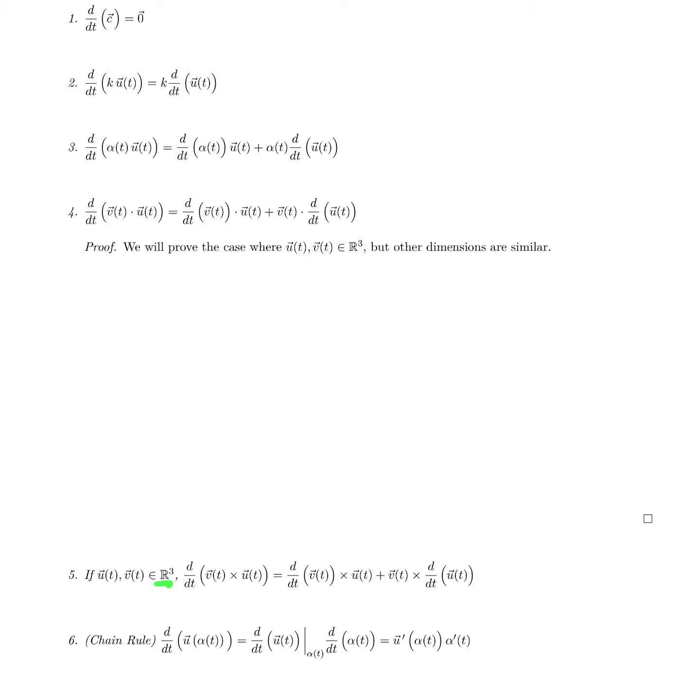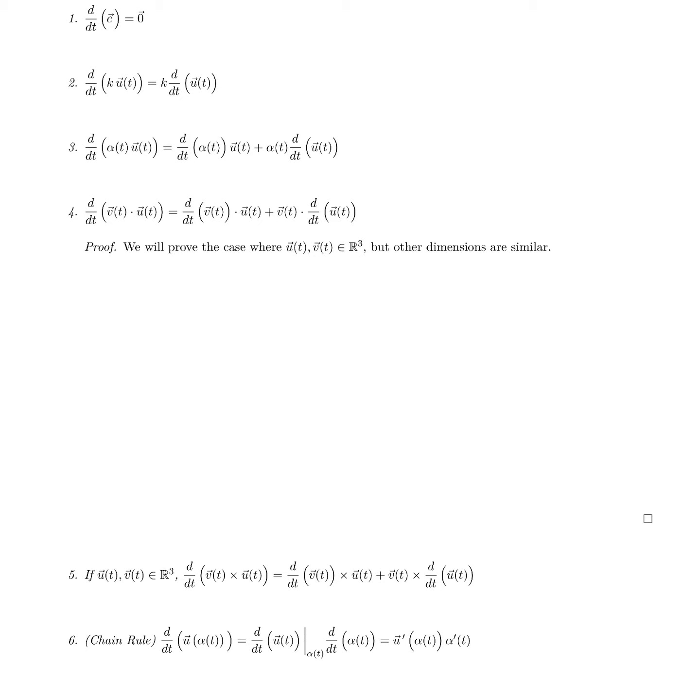If we've got vectors in R3, then we are able to cross them, and the same kind of product rule applies, but now we're taking cross products. So the derivative of the first crossed with the second, plus the first crossed with the derivative of the second vector function. And lastly, if we have a scalar function inside a vector function, then the chain rule, as you might expect, applies.